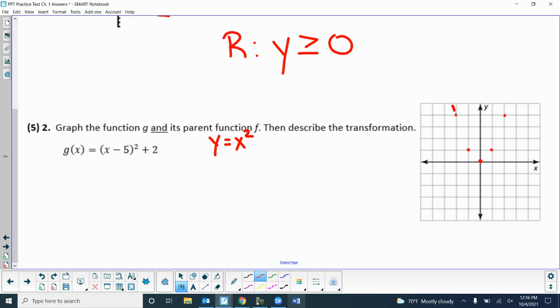All right? If it's an absolute value, it's a V with the vertex at 0, 0, right? If it's linear, it's a line through 0, 0, 1, 1, 2, 2, 3, 3, 4, 4, and so on. Okay? So know where the parent function goes for those. Now, what's this tell us? Up 2, right? So we have to say that. Describing it. And what's this tell us? Right 5.